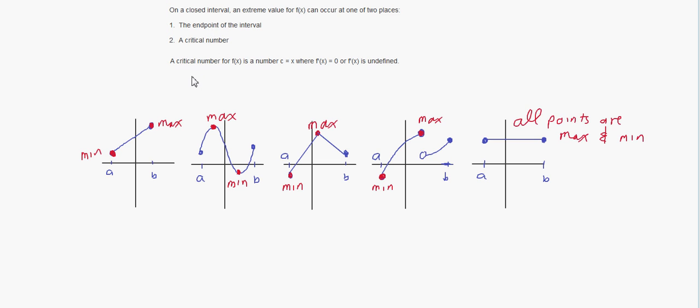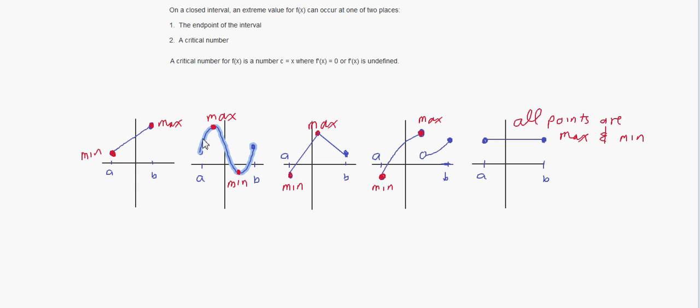So you can see here, in this first case, there are no critical numbers. This is like a straight line going on here. There are no critical numbers. There's no place where the derivative is 0 or undefined. It's just a line connecting two endpoints. So the min is down here and the max is here at the endpoints.